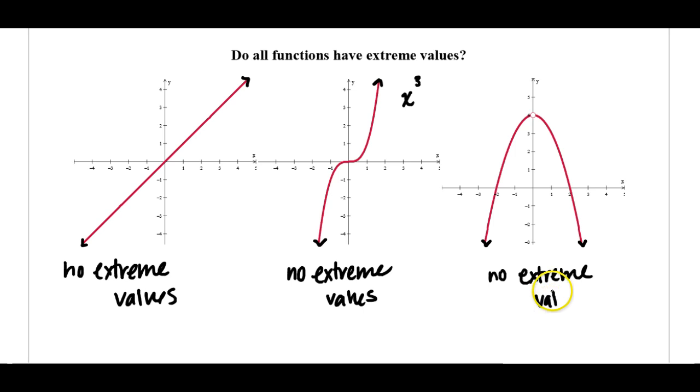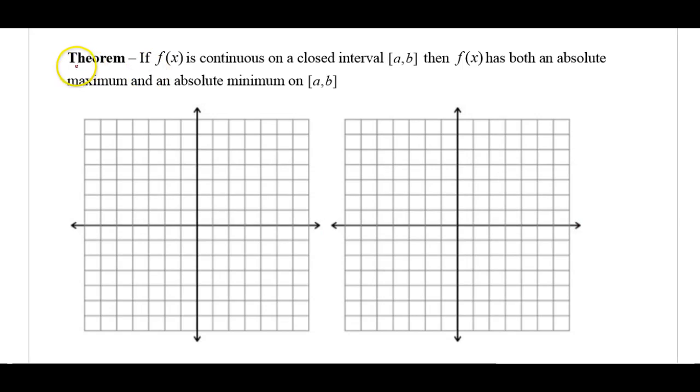So we can also have different types of functions that have no extreme values whatsoever. Alright, so now let's take a look at this theorem, which tells us that if we have a function that is continuous on a closed interval from a to b, then that function has to have both an absolute maximum and an absolute minimum. We had found previously 3 examples of functions that had no extreme values, so this theorem gives us a condition upon which a function has to have an absolute maximum and an absolute minimum.